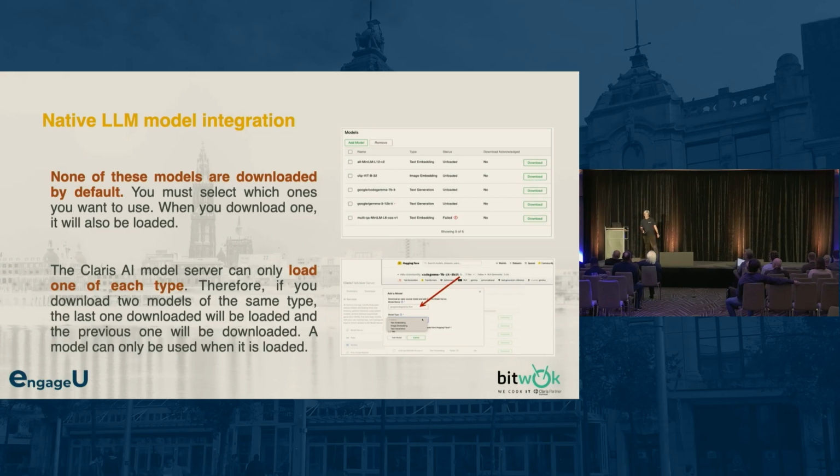What you do is very easy. You have to download your models. By default, there are already some models that are not downloaded but are added to the platform. You have to do two things: download and load. There are different kinds of models, of course. You have text embedding, text generation, and image embedding.